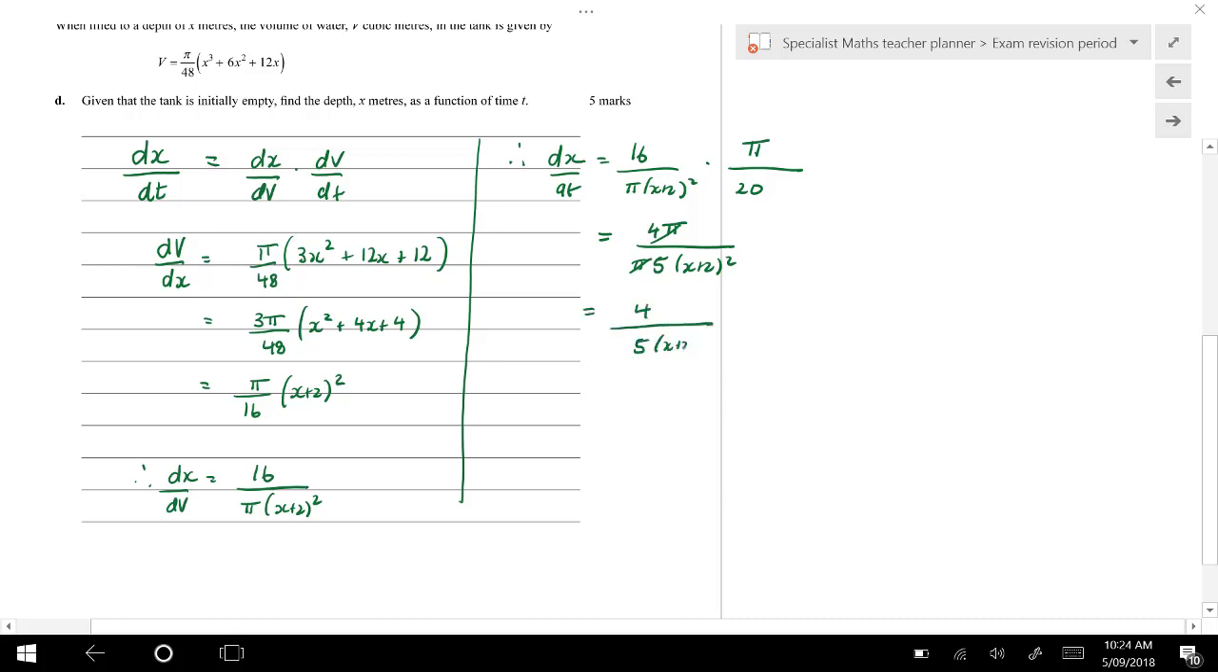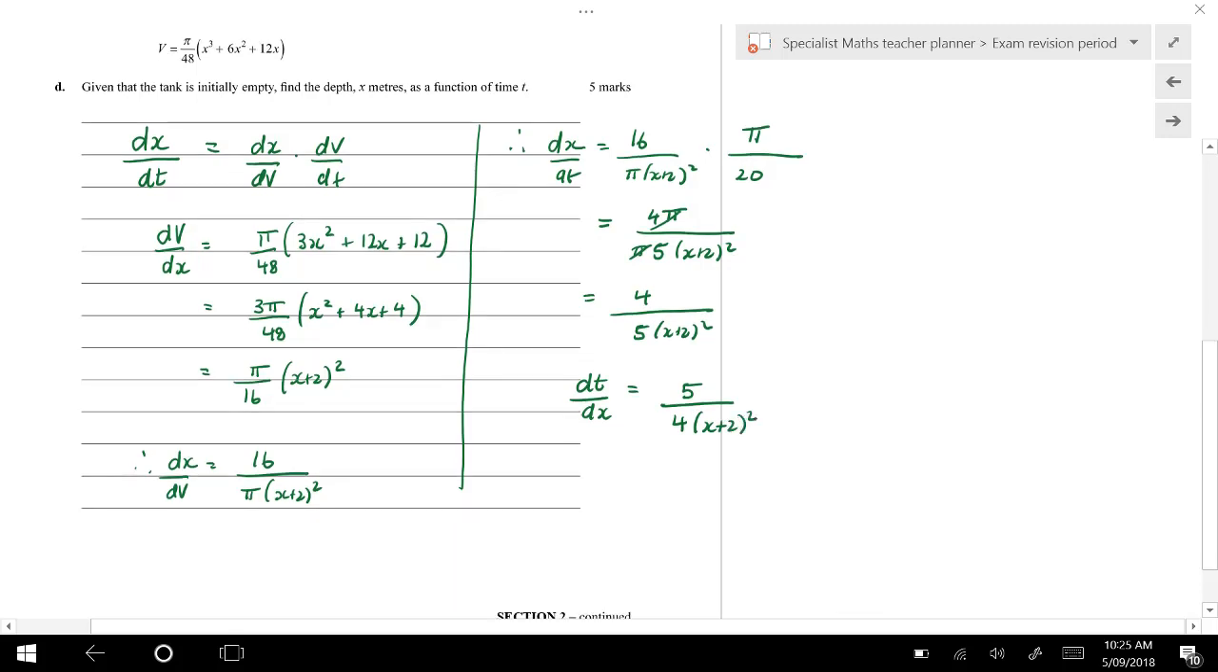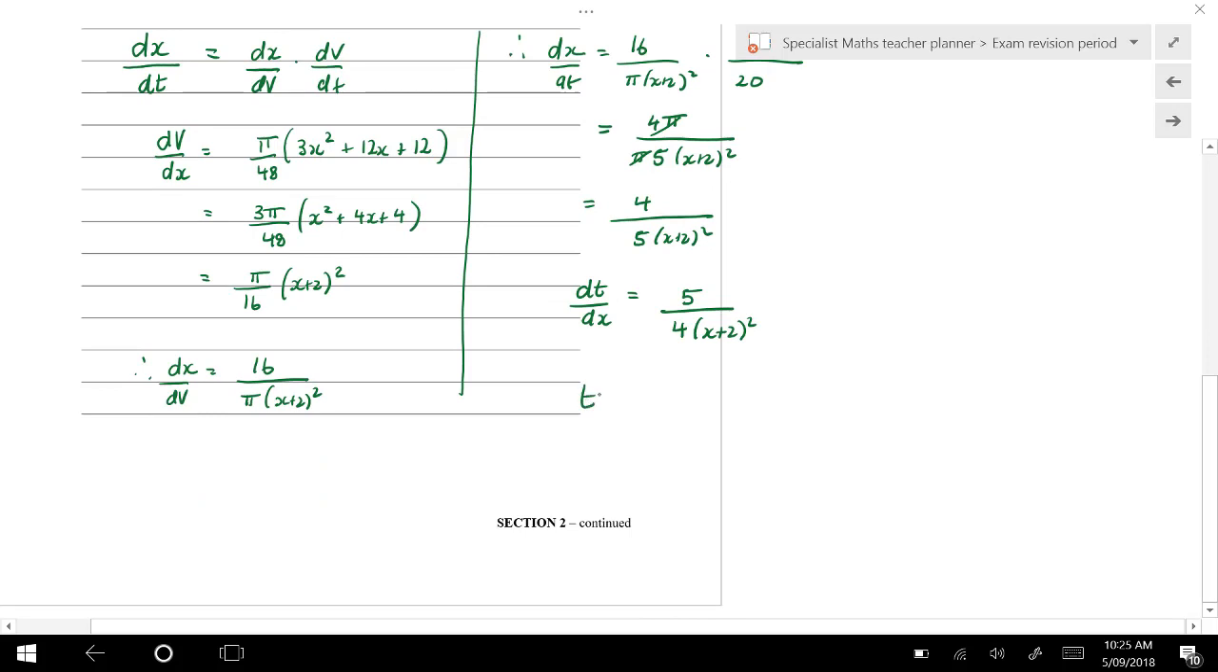Okay, so I've got this. What we're going to do is flip it, because we've got a type 3 differential equation, dx dt, and we've got no t's. So let's flip it, dt dx. You can also do separation of variables, you guys know that. dt dx is equal to 5 on 4, x plus 2 all squared. Now let's do the integral of both sides. Therefore, t is equal to 5 over 4, and we've got the integral of 1 over x plus 2 squared dx.